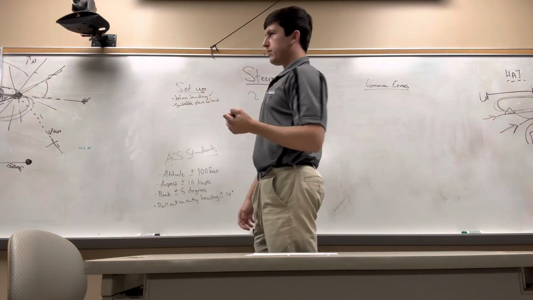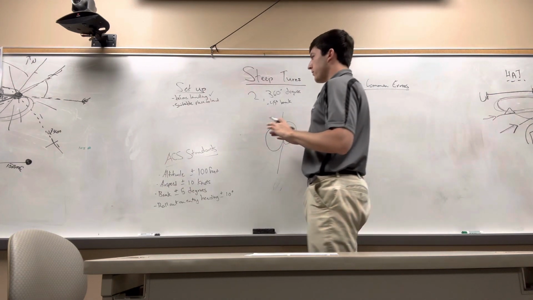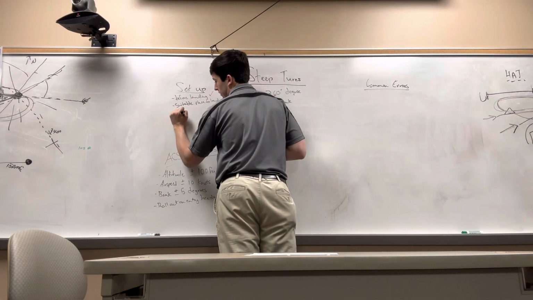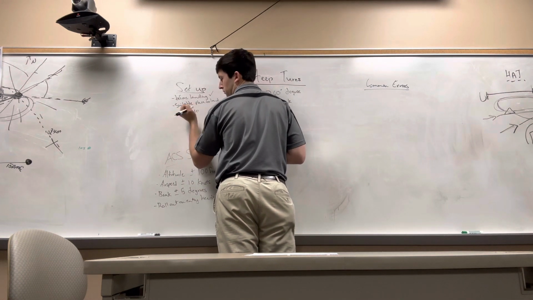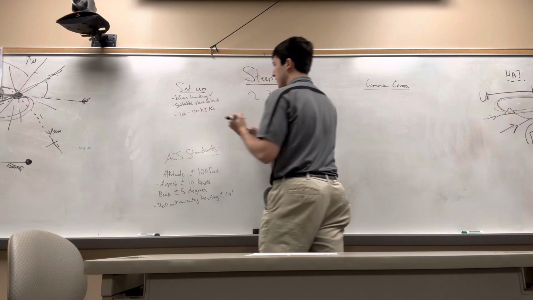And then I would say probably about your cruise RPM, maybe somewhere around 2400 RPM. We usually want somewhere about 100 to 110 knots. I'll probably say that's a good airspeed to start with, to target at least.